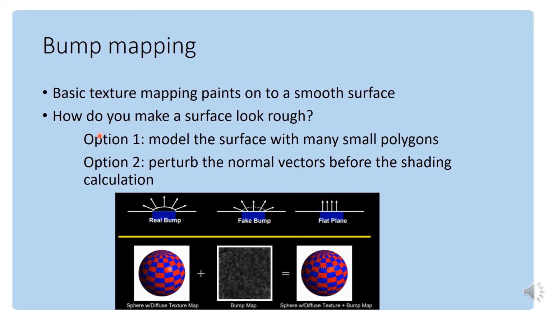Option number one is we model the surface with many small polygons. And option number two, we perturb the normal vector before the shading calculation. If you look at this figure, this is how we make the surface look rough. Based on this ray of lighting or shading here, the real bump should have a ray like this. This is the fake bump and this is the flat plane.